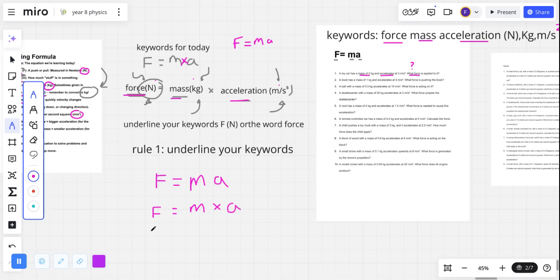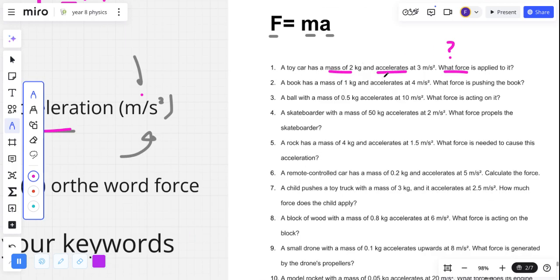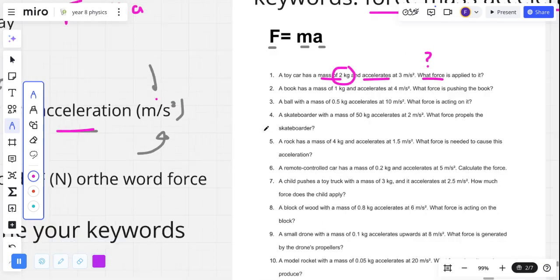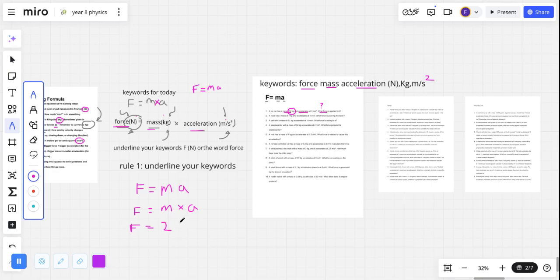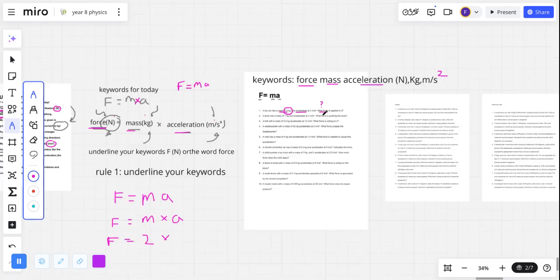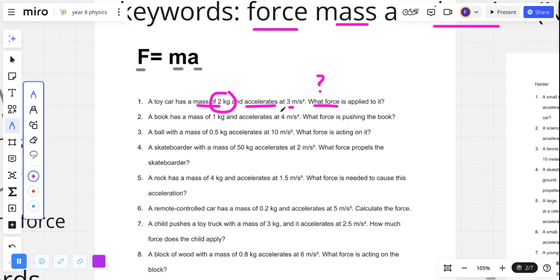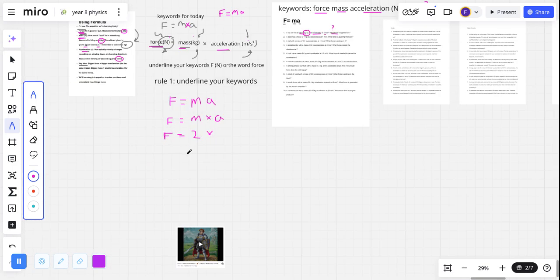You then change or substitute, exactly like chemistry, substitute your values. M is 2 kilograms. So F equals 2 times acceleration, which is 3. 2 times 3. My force equals 6 newtons. 2 times 3 is 6. It's a force, and my units are always newtons. You can write newtons.